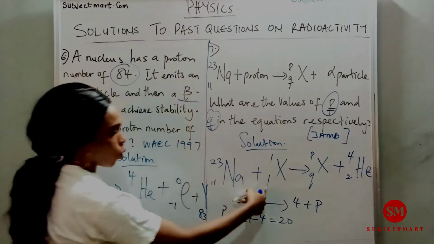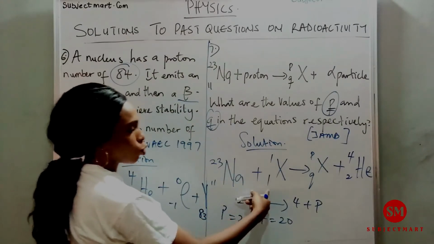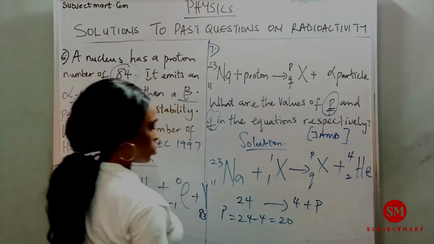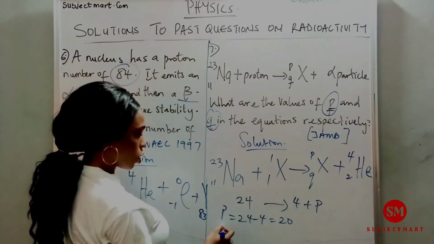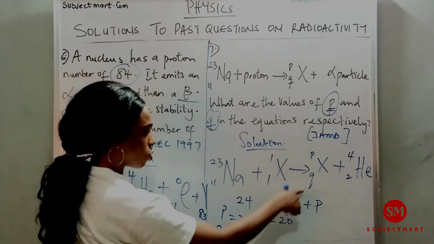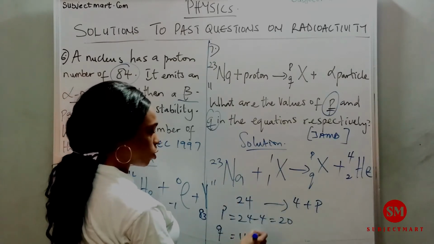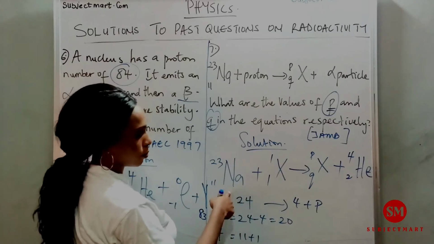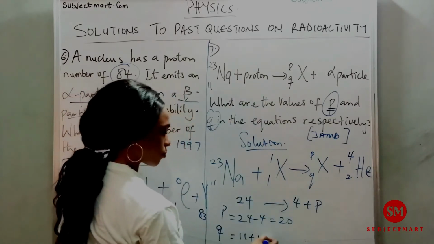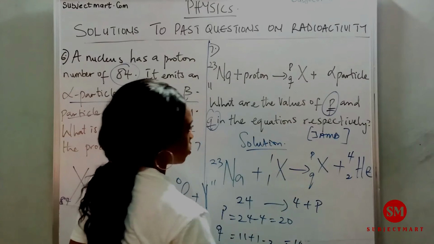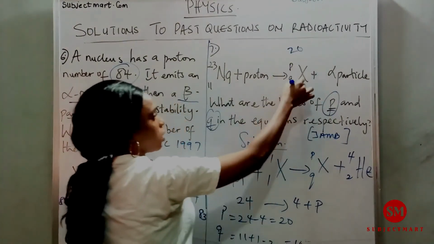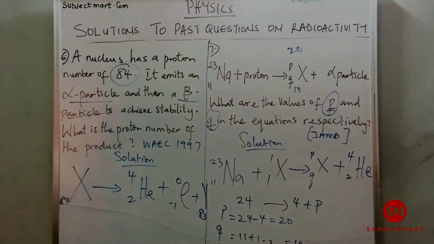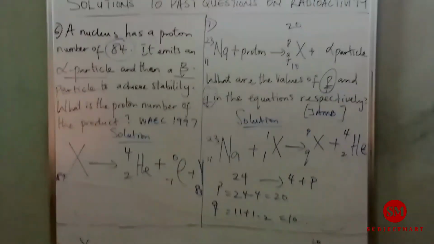Likewise, 11 plus 1 will give us 12. 12 minus 2 will give us our Q. So Q is equal to 11 plus 1, which is 12, minus 2. And that will give us 10. So from here, our P is 20 and our Q is 10. I want to believe that is also very, very explanatory.